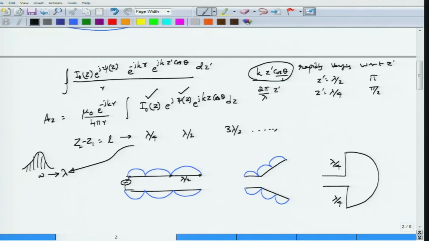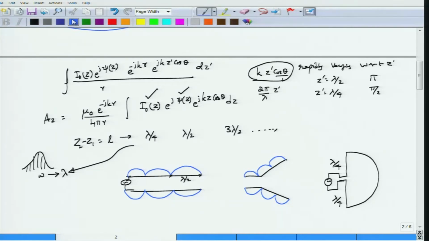So, the current distribution must go to 0 at the ends, because this forms the open circuit. You are assuming that this open circuit condition is still valid, and you are also going to assume that the feed network or the voltage source is feeding it through a very small feed point, just enough to connect the voltage source. So, this is one current distribution that one can assume.